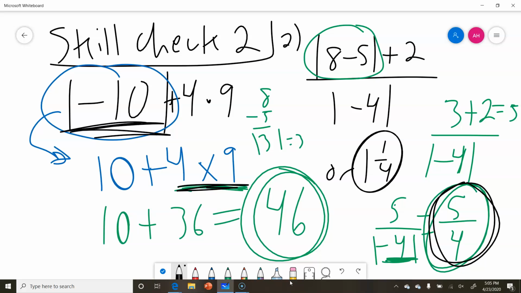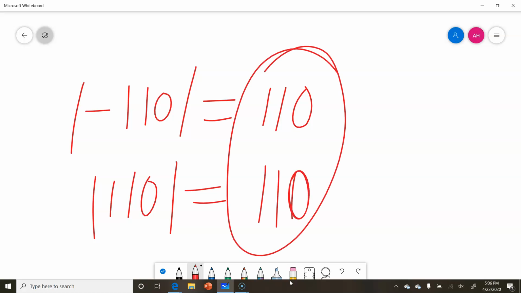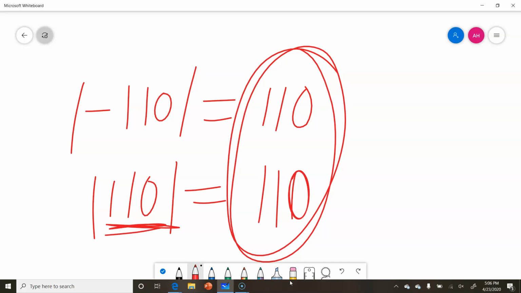Okay, this is not very hard. So absolute value is a distance. It's just changing the sign from a negative to a positive. If it's already a positive, it stays positive, right? So just one final thing here. If we have -110, the absolute value is 110. If we have the absolute value of 110, it's also 110, right? These are the same answer. This one does not become negative, okay? It's not the opposite like we did in the last lesson. It stays the same, okay?